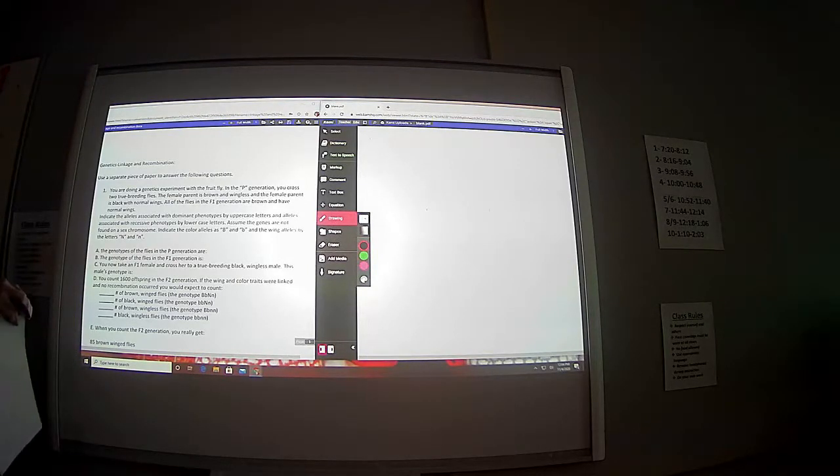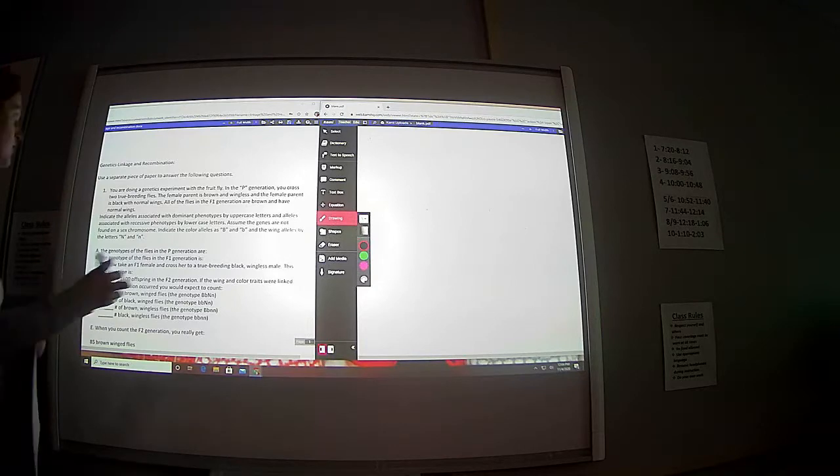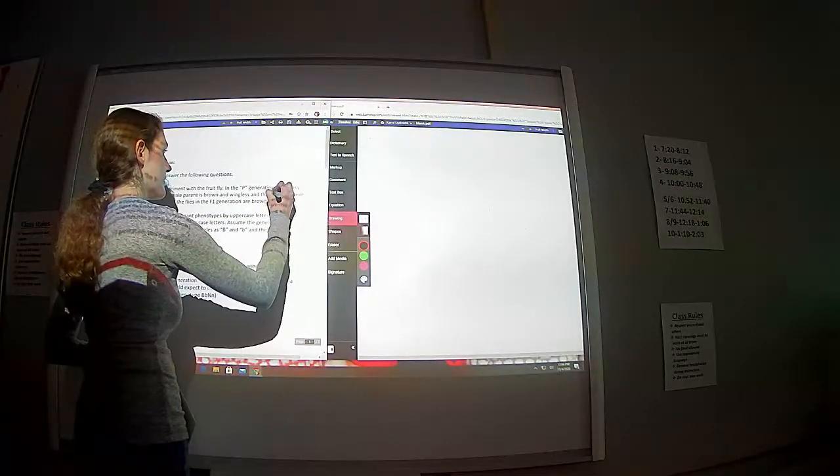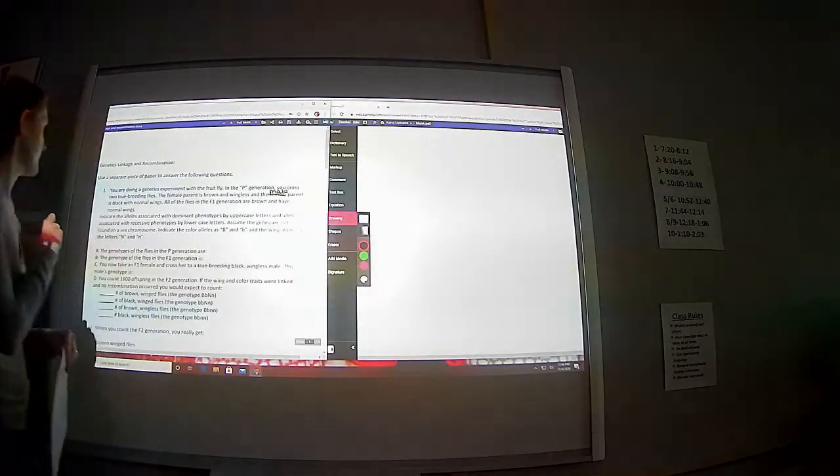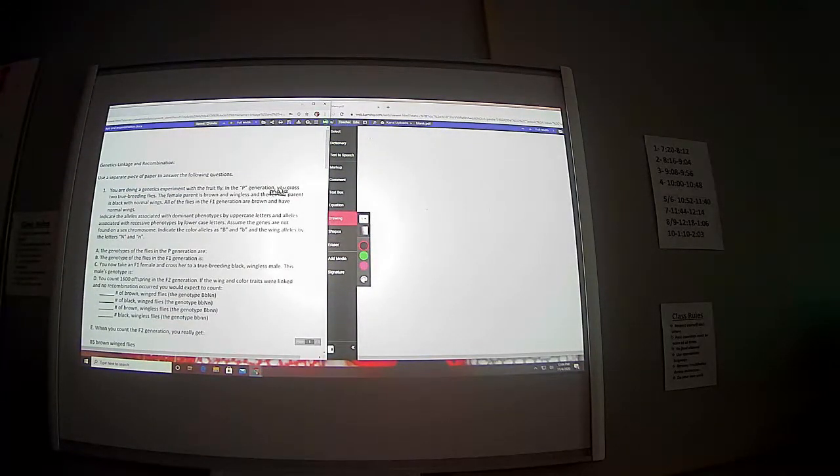So you're doing a genetics experiment with the fruit fly in the P generation. You cross two true breeding flies. The female parent is brown and wingless, and the male parent is black with normal wings. I should say male. When I did it, I must have made a typo there and didn't catch it last year. All the flies in the F1 generation are brown and have normal wings. Indicate the alleles associated with the dominant phenotypes by uppercase letters and alleles associated with recessive phenotypes by lowercase letters. Assume the genes are not found on a sex chromosome. Indicate the color alleles as capital B and lowercase b, and the wing alleles by the letters capital N and lowercase n.